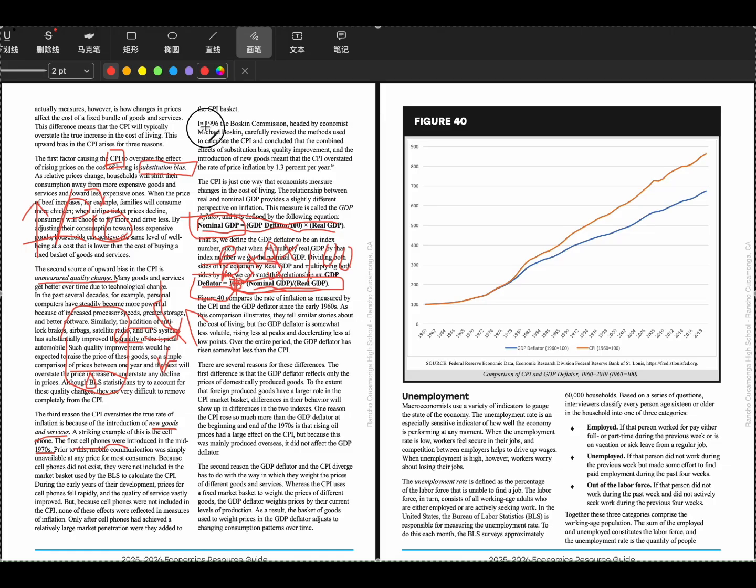So there's something that you have to memorize. In 1996, the Boskin Commission, with an economist named Michael Boskin, reviewed the CPI method, and they found that the CPI overstated the rate of price inflation by 1.3% each year. This is something that you have to memorize. So that's all for inflation.